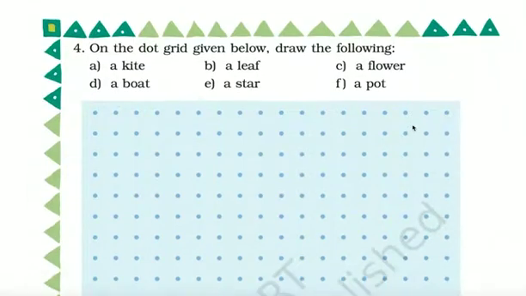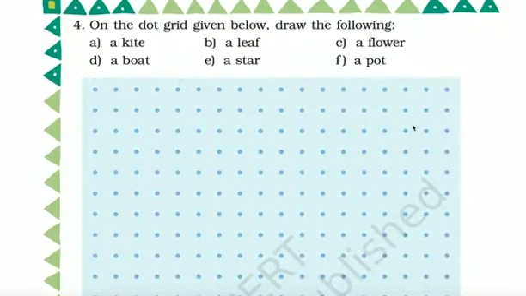On the dot grid given below, draw the following: kite, leaf, flower, boat, star, and pot.